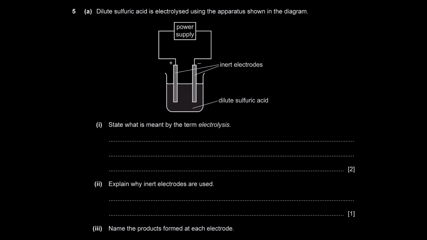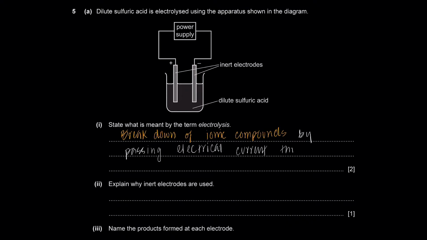What is meant by electrolysis? 2 mark question. It is the breakdown or decomposition of ionic compounds, molten or aqueous, by passing electrical current through them. Actually, I think I'll end it because my hand's hurting a lot.